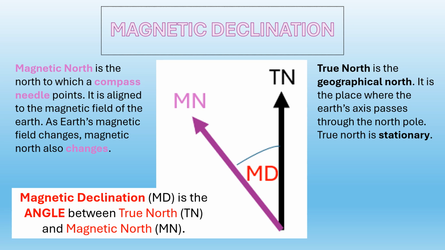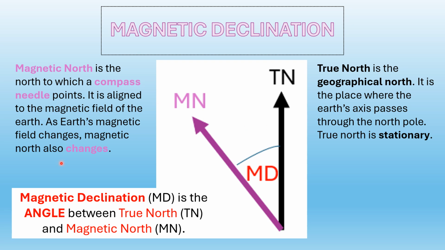Let's have a look at the concept of true north and magnetic north as used in the context of magnetic declination. True north is the geographical north. It is the place where the Earth's axis passes through the North Pole. In our calculation of magnetic declination, it is important to remember that true north is stationary.